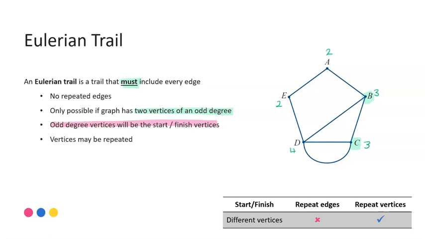So let's have a go. If I start at C, I can go across to D, I can come back around, I can go up to B, D, E, A, and B. So I was able to trace my way around the graph without lifting my pen. I only covered each edge once, so there were no repeated edges. And I started at C and finished at B, so different locations.